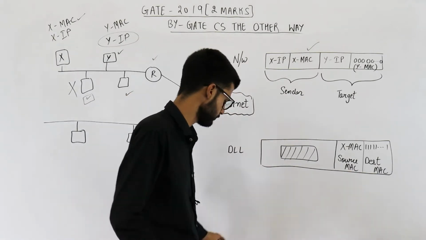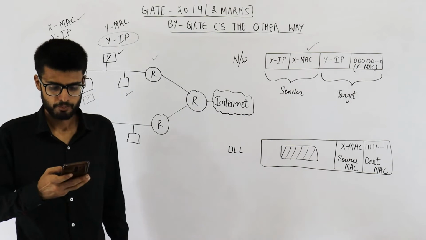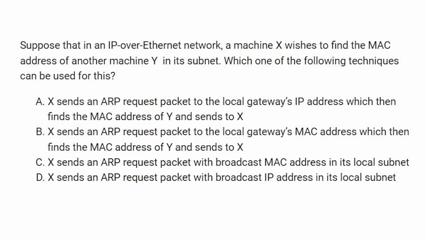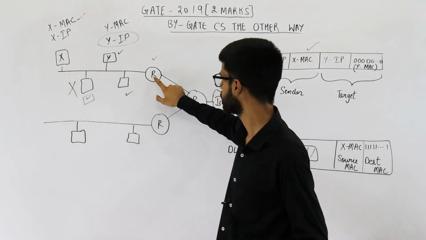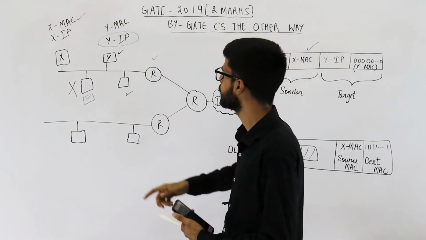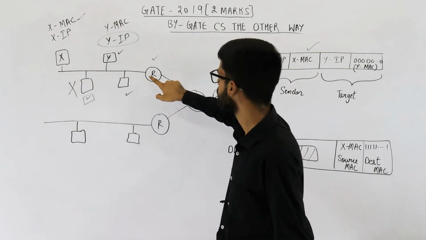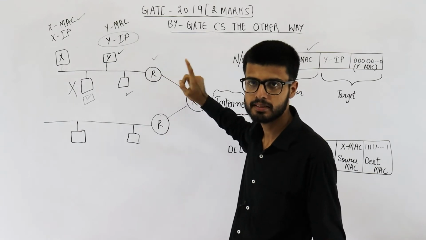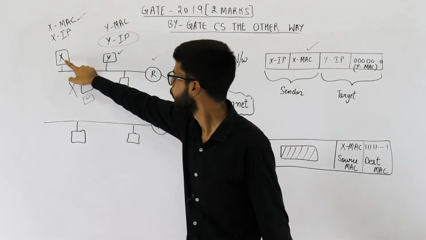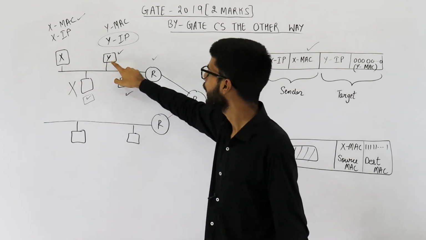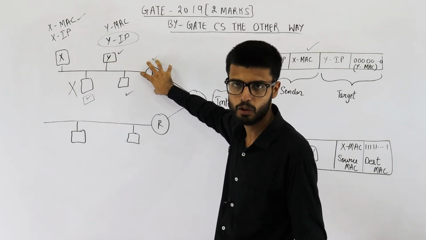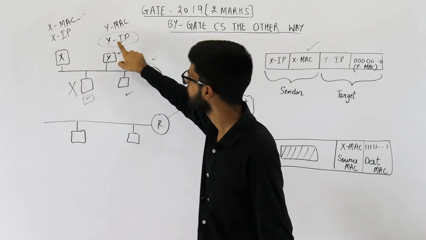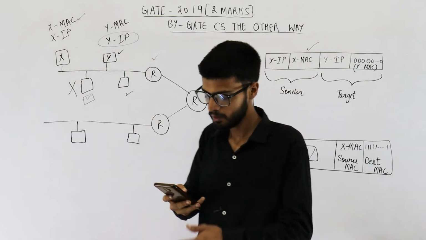So let me read the options. Option 1 says X sends an ARP request packet to the local gateway's IP address, which then finds the MAC address of Y and sends it to X. No, we have seen that X, this is the local gateway or the default gateway. Option A says X is going to send a message to this one. We have already seen that this is not the case. Okay, because both of them are in the same network, X does not need the help of this default gateway. X will directly send the message in its entire network. Okay, so option A is wrong.